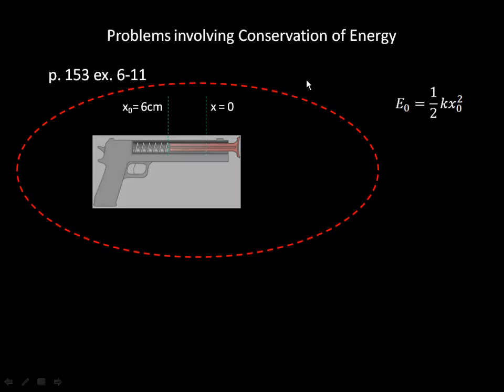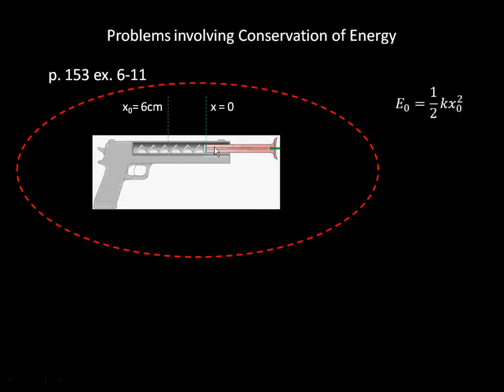Then the gun is fired, and the dart moves out. The spring moves back to its relaxed position, and the dart is now moving with an unknown velocity v1, which is what the question asks us to find. So when we analyze the energy in the system now, we see that the spring is at its relaxed position, no extension or compression, so there's no elastic energy anymore.